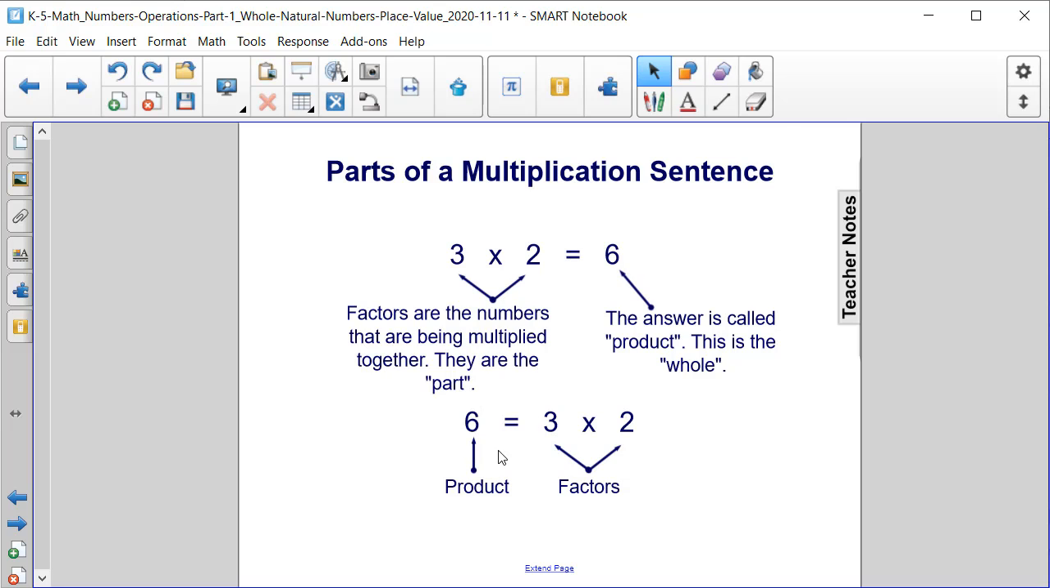Similarly, you can write it by switching around what's given on both sides of the equal sign and write it as 6 is equal to 3 times 2, or 6 is the product of 3 and 2, where the product is equal to the multiplication of its two factors.